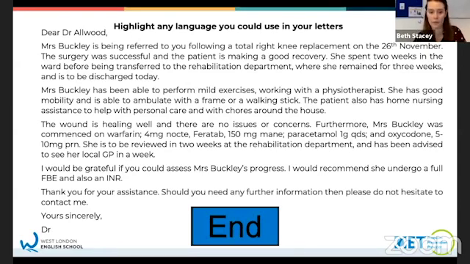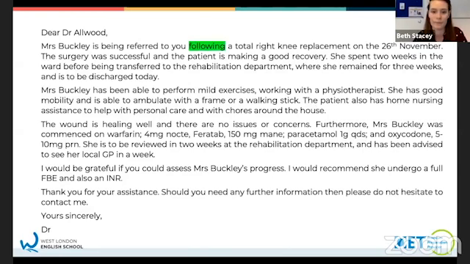Okay, so for me, the word following is something I liked. Mrs. Buckley is being referred to following a total right knee replacement. And it's basically a more concise way of saying after having or after undergoing a total right knee replacement, but it just makes it more concise. Remember, the word count is between 180 and 200. It's not very long. So anything you can use to make yourself clear and concise is going to help you.